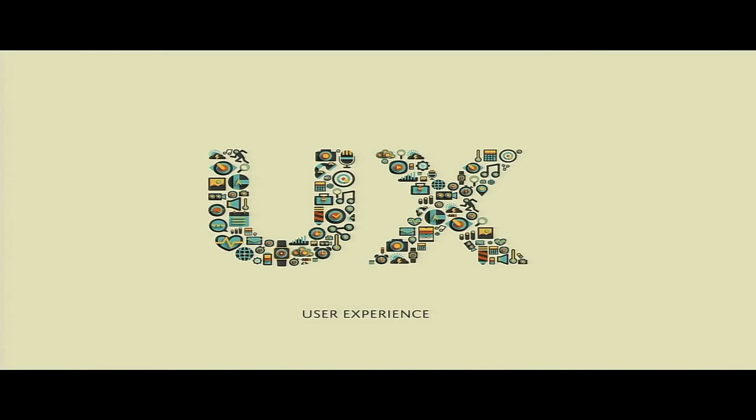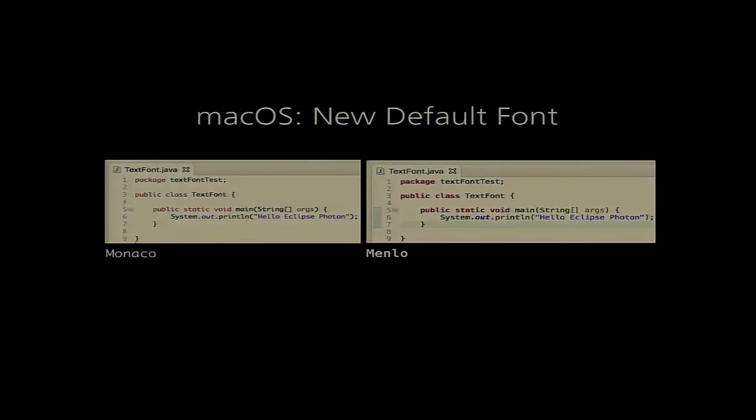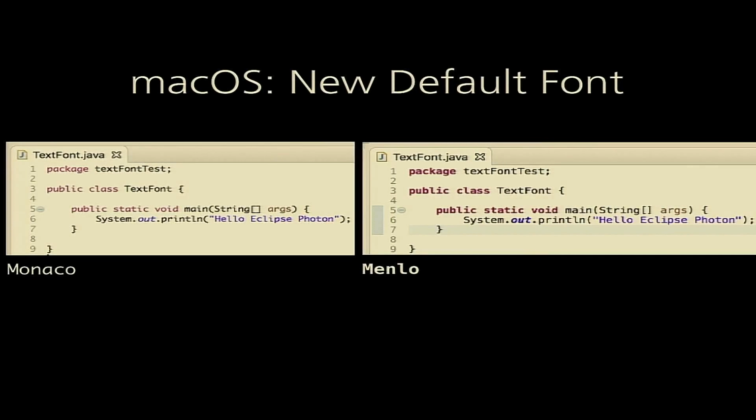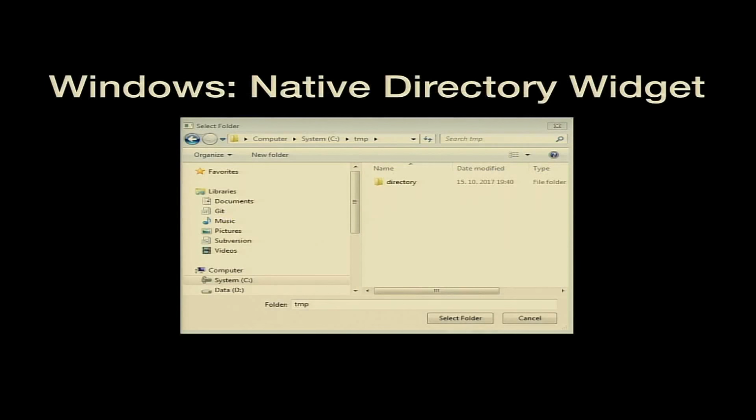And it's important, of course, if you have multiple Eclipse instances running on the same machine. Many small things and larger things have been changed to improve the UI experience and the user experience. For example, on macOS, we will have a different default font, which also supports a bold font face, which makes the code just more readable. On Windows, you will have the native directory widget instead of an own one.